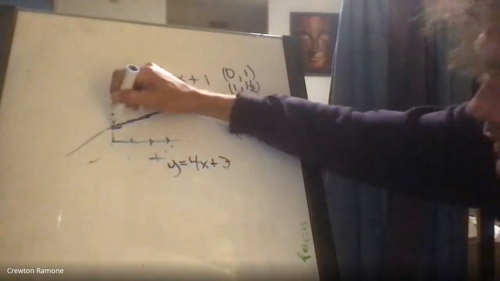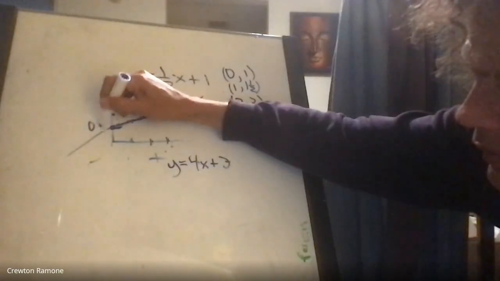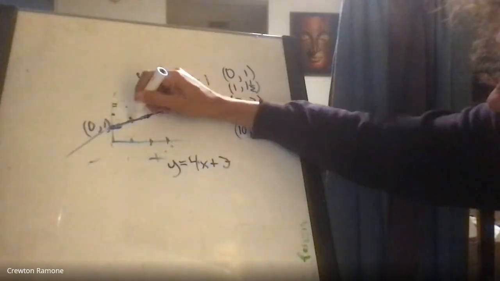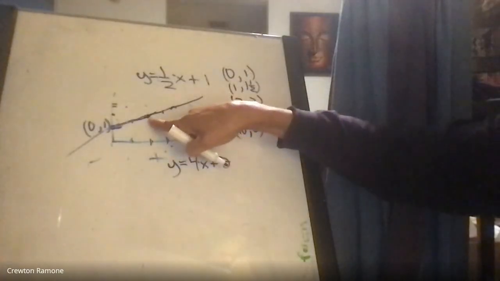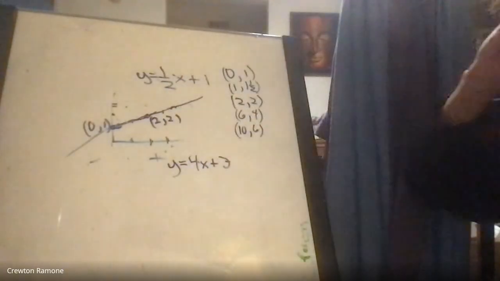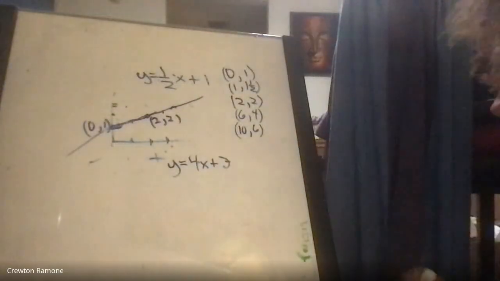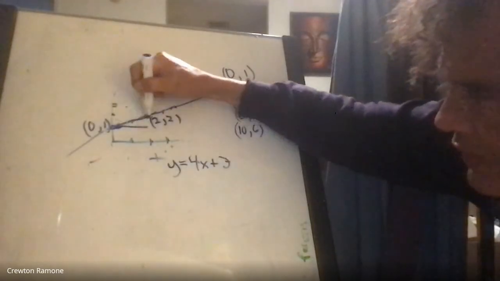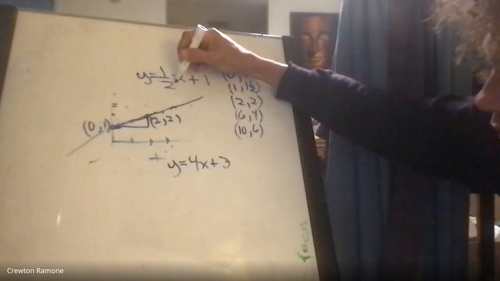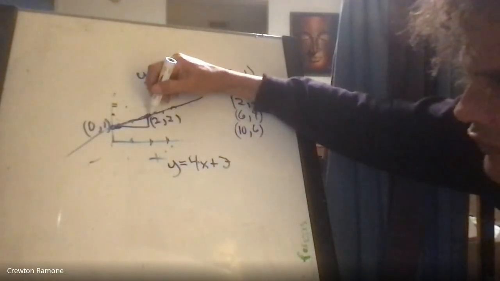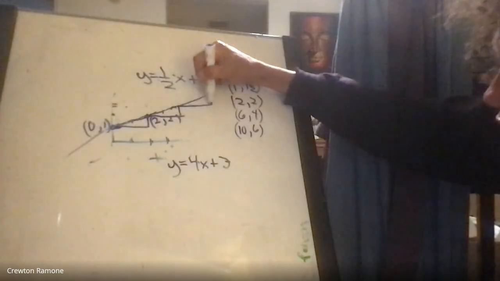Okay. Here is 0, 1. Here is 1 and 1/2, and I'm not going to draw it. Here is 2 right there, and 2. Right? And actually, with just those 2 points, I could draw the whole thing. There you go. So I go over 2 up 1, right? Because the run is 2 up 1. So over 2 up 1, over 2 up 1.